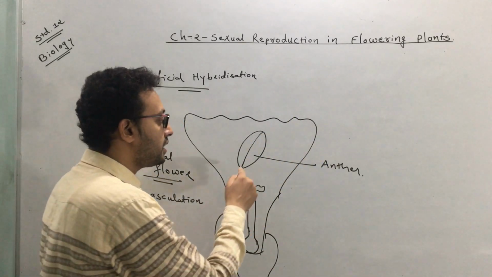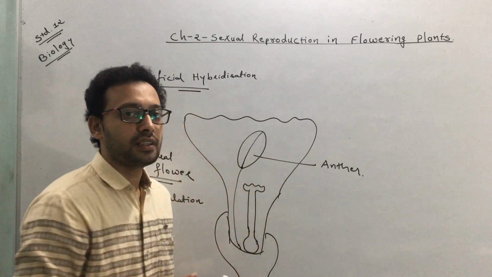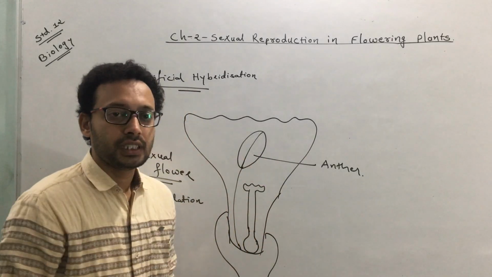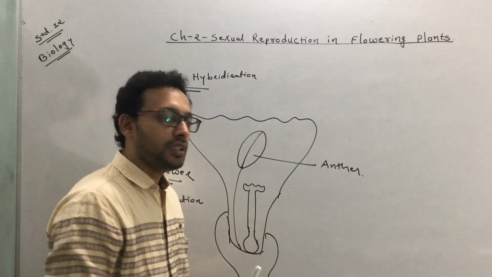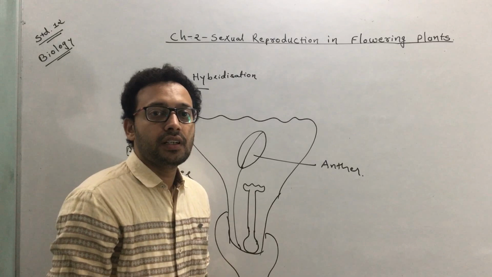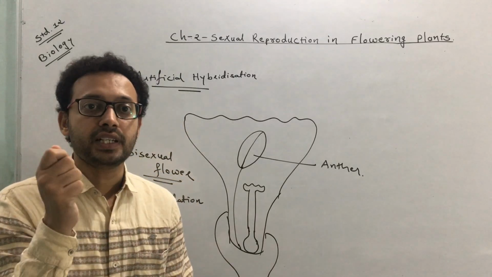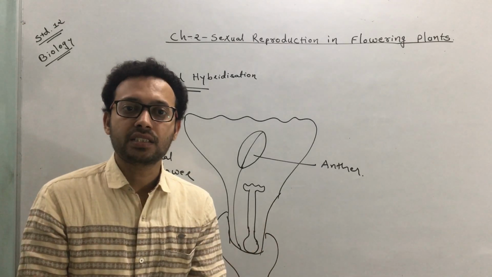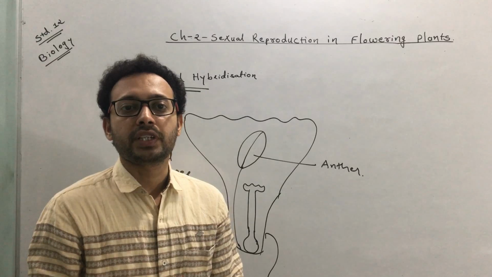So there is no chance that pollen grain released from it can fall onto the stigma. So we protect this stigma. How do we protect the stigma? By preventing self-pollination. We remove the anther with the help of forceps before it dehisces. Remember the words before it dehisces, because once it dehisces, means it releases the pollen grain, there is no purpose in protecting the carpel.